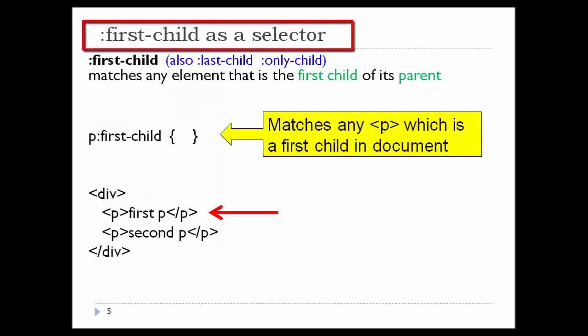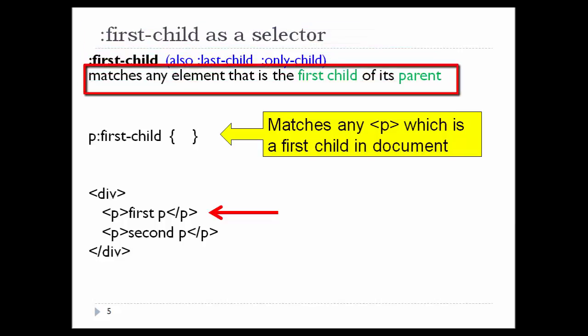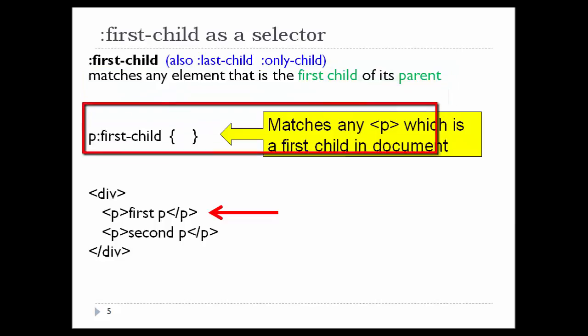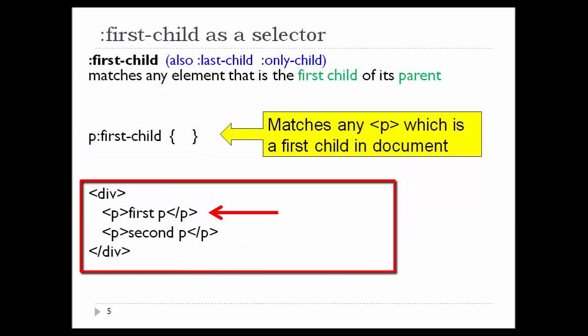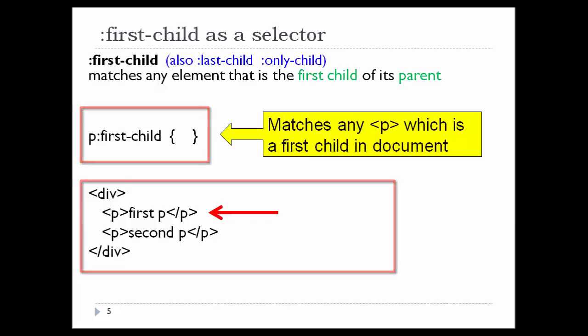The first child as a selector. This is a pseudo-class, and it is preceded with a colon. And it matches any element that is the first child of its parent. So we could use that as a selector in order to apply a style. So in the example below, we have a div tag with two paragraphs. If we used the p colon first child as a selector, it would match the first p and allow us to apply a style.